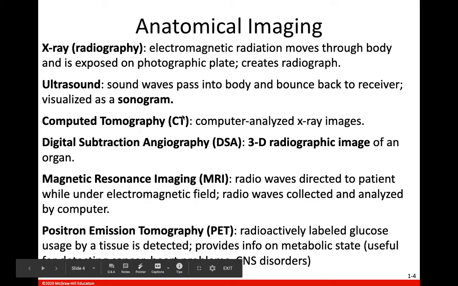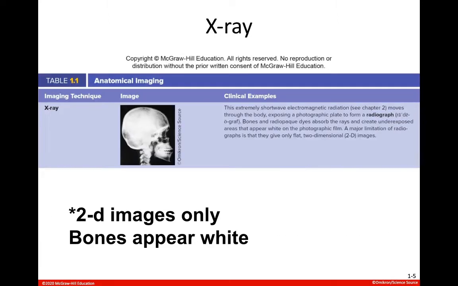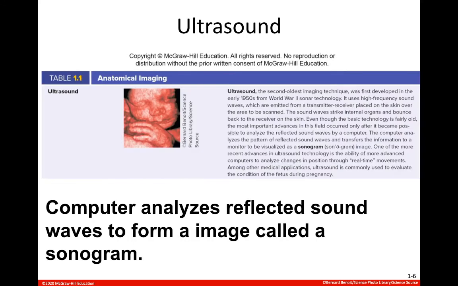Lots of different ways we can take images of the body, both externally and internally, and this is just kind of an overview of all of those. On each one of the slides after this, I have some specific differences between them. For example, X-rays give you two-dimensional images only. Bones are going to appear white. Cartilage and empty space will appear black.